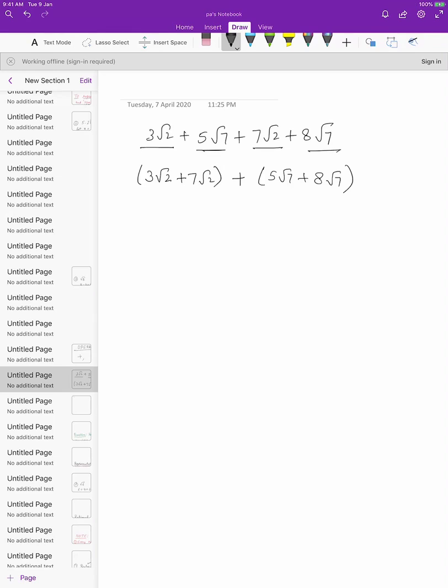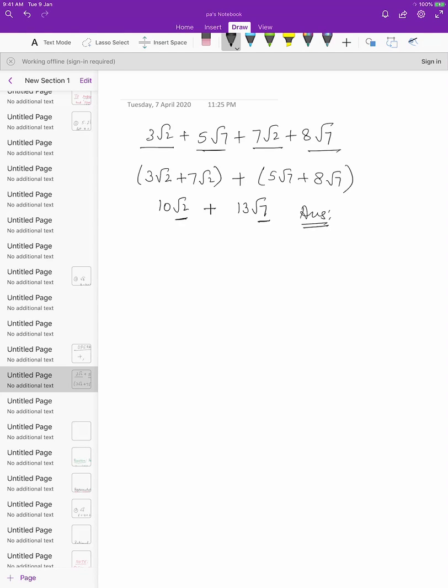As you can see, all these numbers are already written in the simplified form, the simplest form. Now what is the sum of these two numbers? It will be 10 root 2 plus 13 root 7. Can they be further added? No, because here the irrational part is root 2, here it is root 7. So this is the final answer and they cannot be added after that.